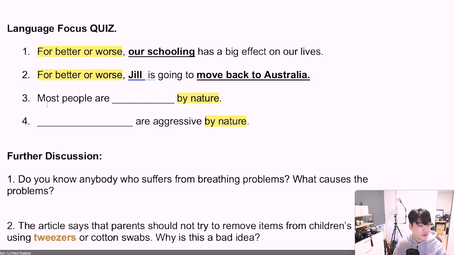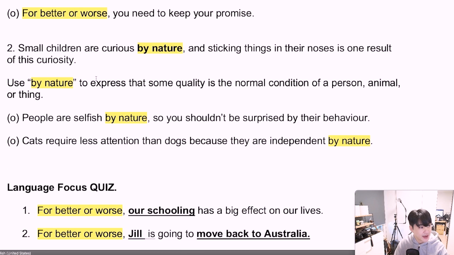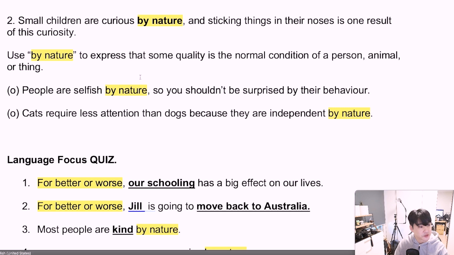Number 3. Most people are by nature. Before, they said something like selfish by nature; I'll say most people are kind by nature. Sorry, I should go back up. When we talked about "by nature," to express some quality is the normal condition for a person or animal.